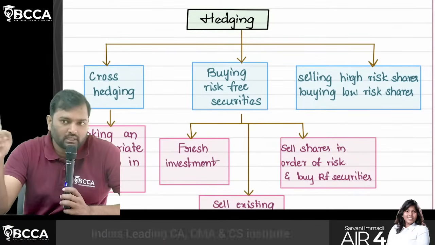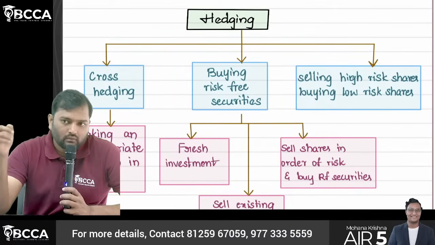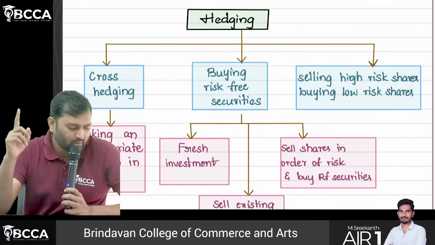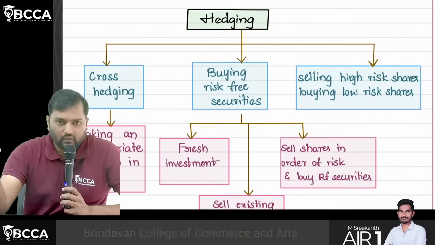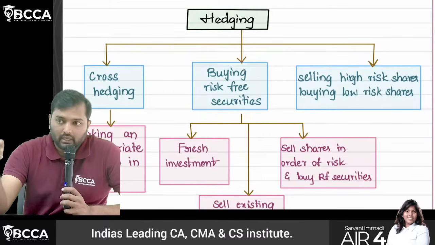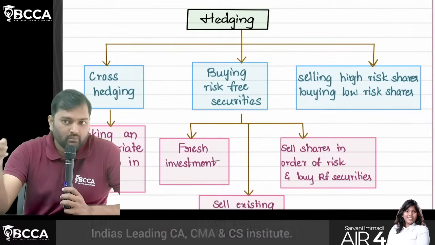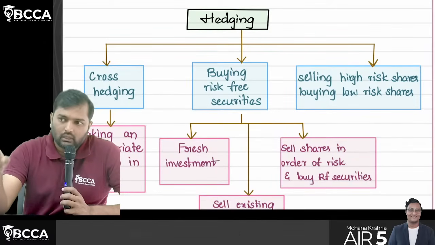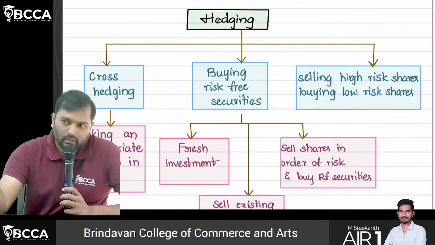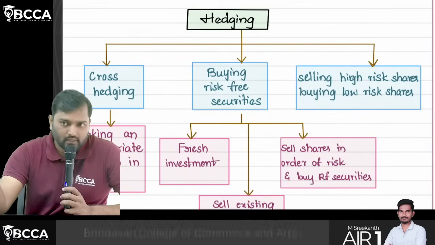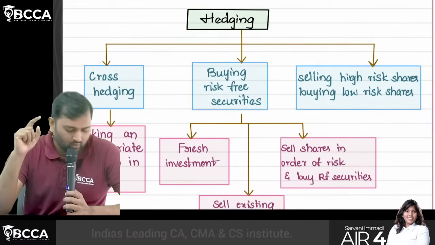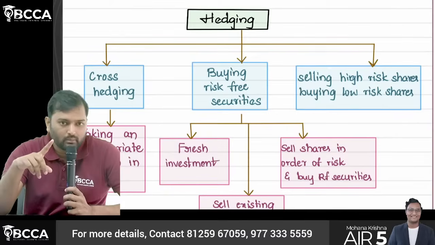Why should you sell the index? What is your fear? The price is going to decrease. If in future the share price decreases, the market will also decrease. So in the market you are taking a short position. You will sell at a higher price and buy at a lower price because the price is going to decrease. So the first category of hedging is cross hedging, taking an appropriate position in index.